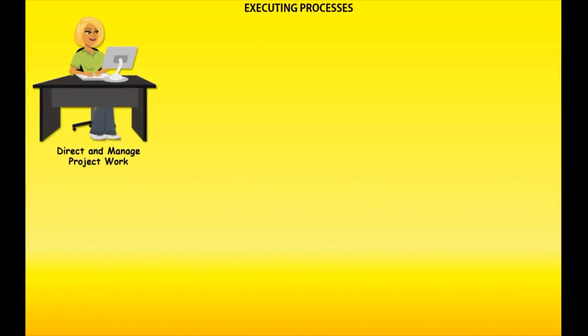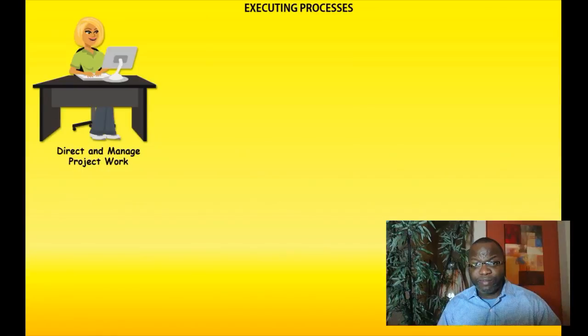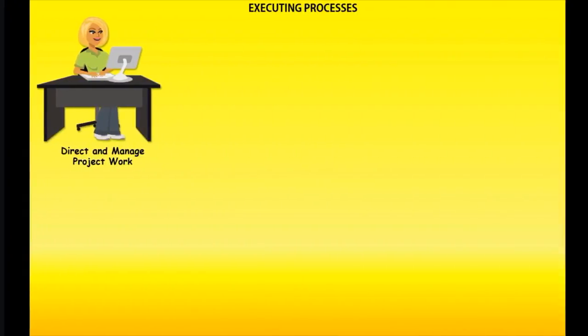The first one is called direct and manage project work. This is from the integration management knowledge area. In direct and manage project work, this is where we come out with deliverables. It's a very important one because without your deliverable, your project won't end. The deliverable is the product, service, or result that the project is all about.